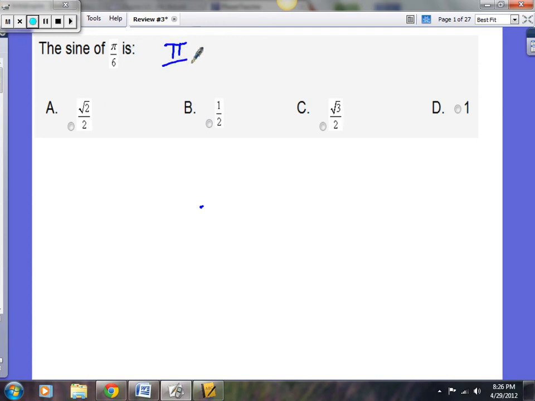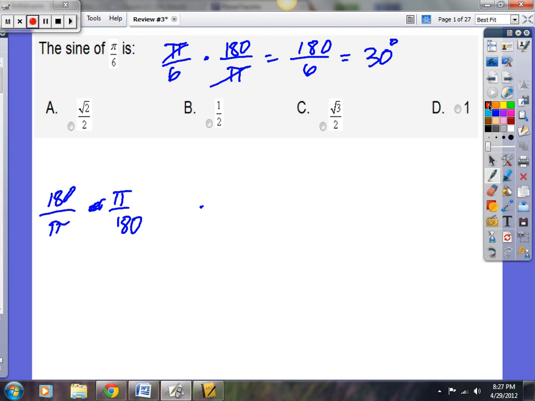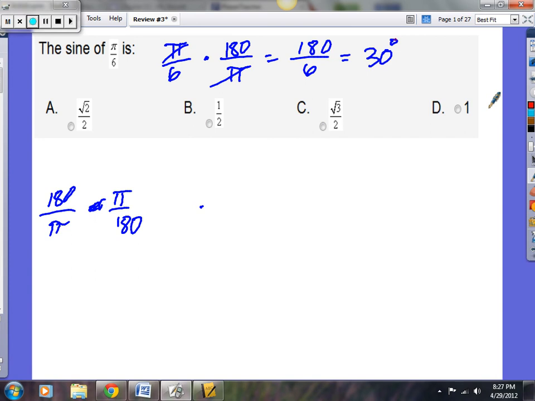So I'm going to take pi over 6, and all you need to remember to convert is to use 180 over pi, or pi over 180. And because I want to cancel the pi, there's a pi on top, I'm going to use this one. Pi on bottom, 180 on top. Then your pi's cancel, so you have 180 over 6, which equals, in degrees, the exact same thing as 30 degrees.